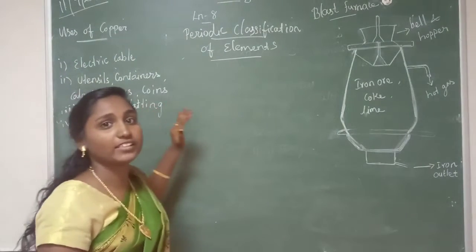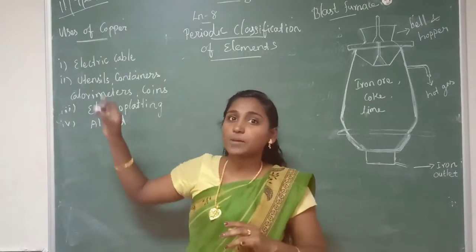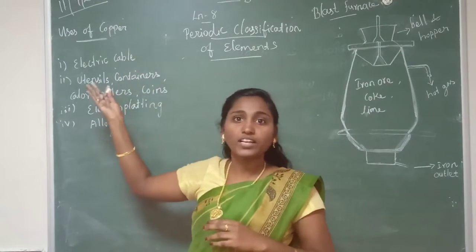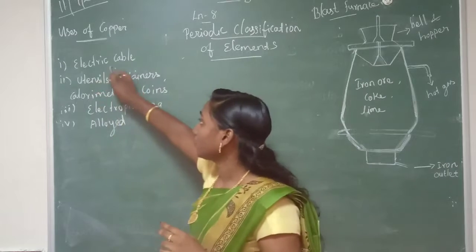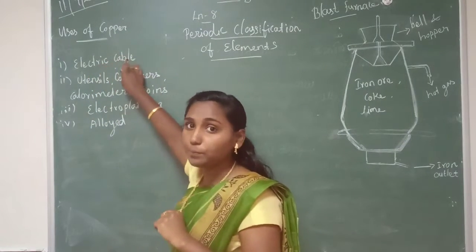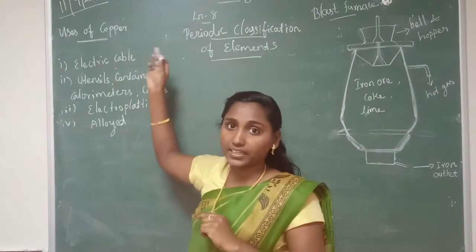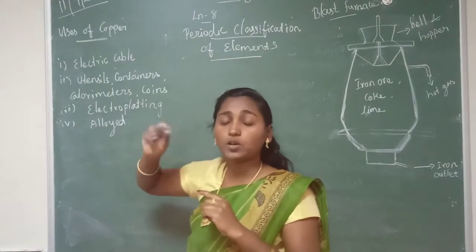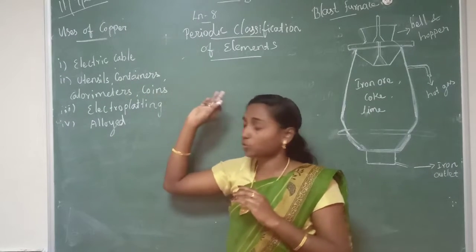The first point is that copper is used in the manufacturing of electrical cable and other electronic appliances. That means electrical wires, cable wires, and any other electronic devices.